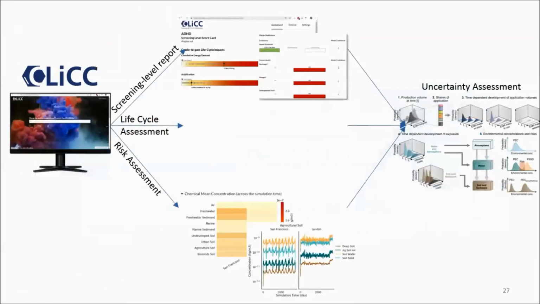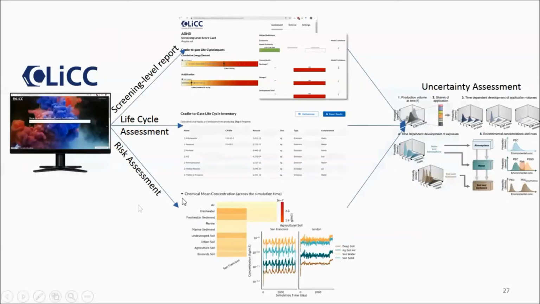In summary, the CLiCC tool offers the users three groups of main functionalities, and they are screening level reports, life cycle assessments, and risk assessment. And each of them is subject to uncertainty analysis shown here.